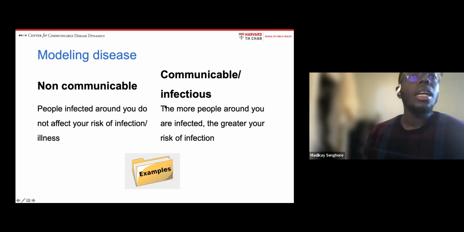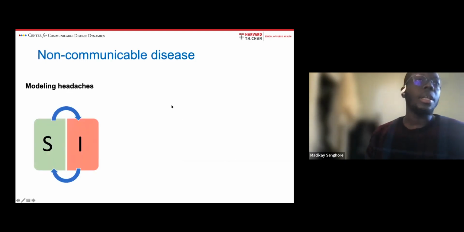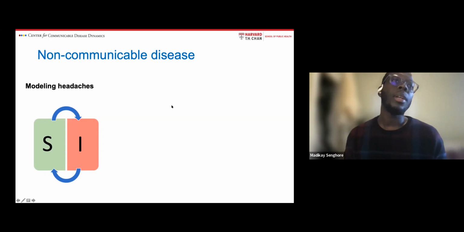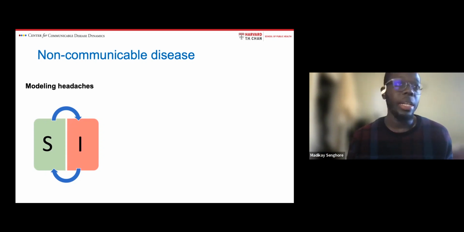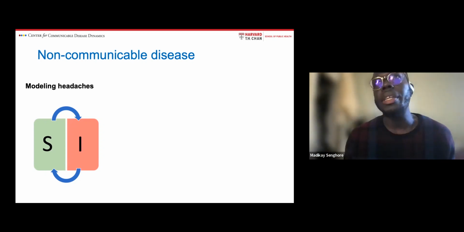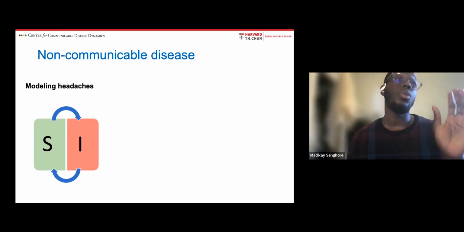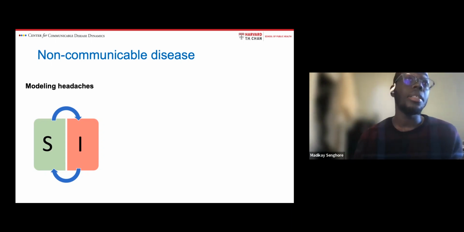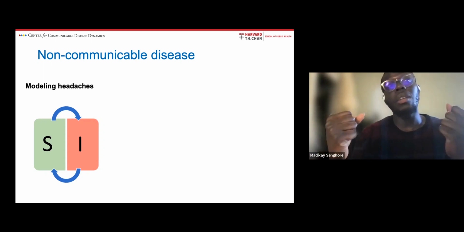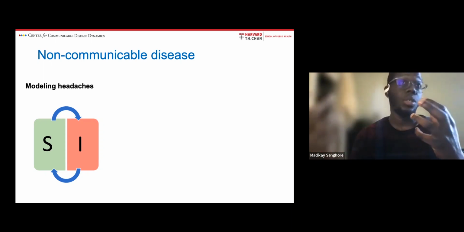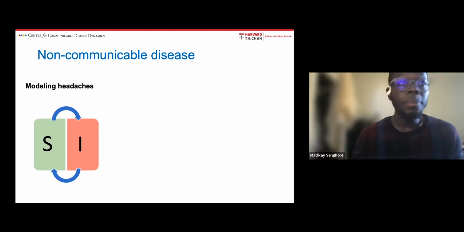So in terms of how we would model a disease, typically what the SIR framework does is that it takes a population and separates it into people in the population who are susceptible, meaning they can catch the disease, and people who are infected. And in the case of an infectious disease, people who are infectious, meaning that they can infect others.